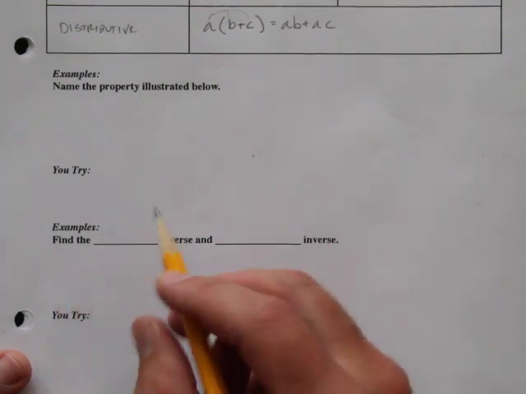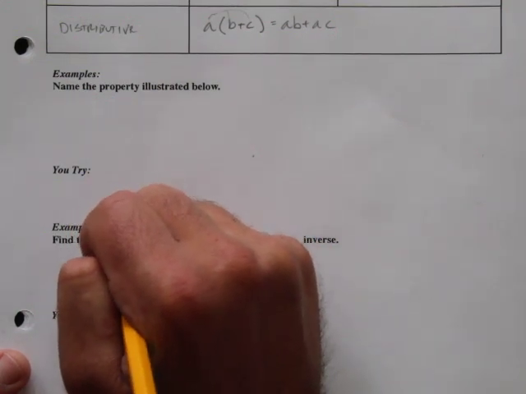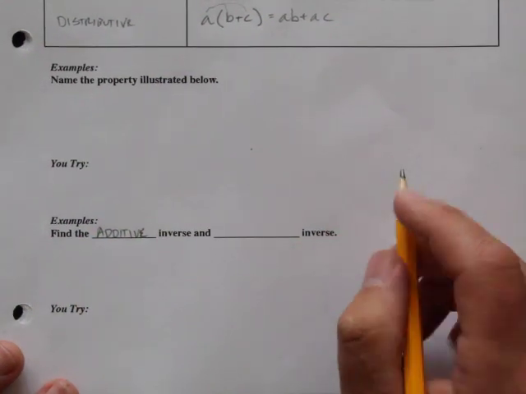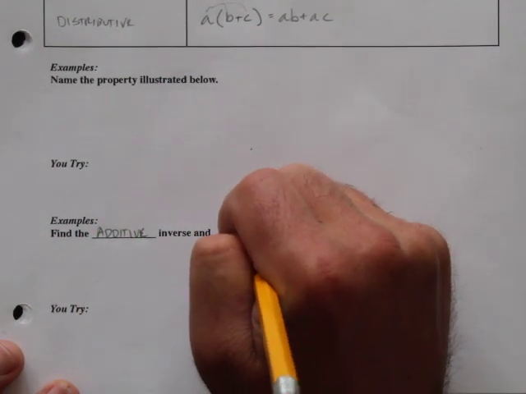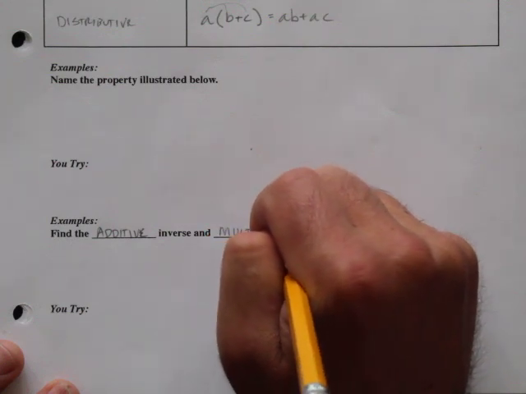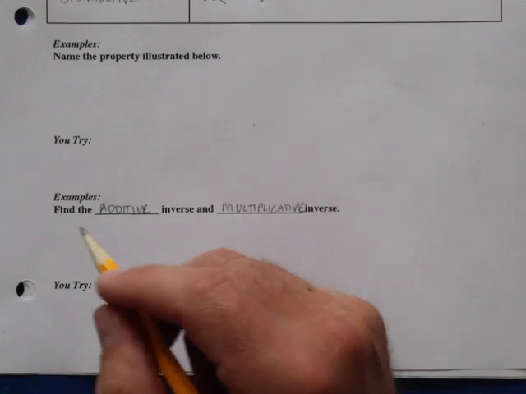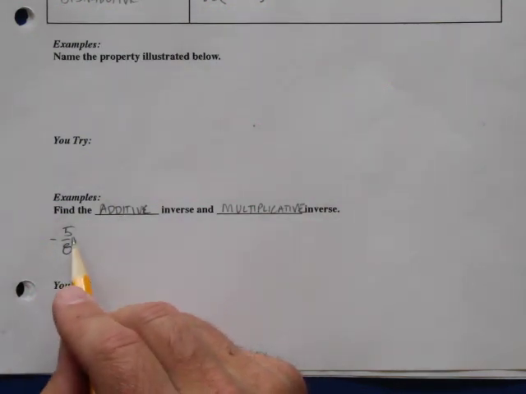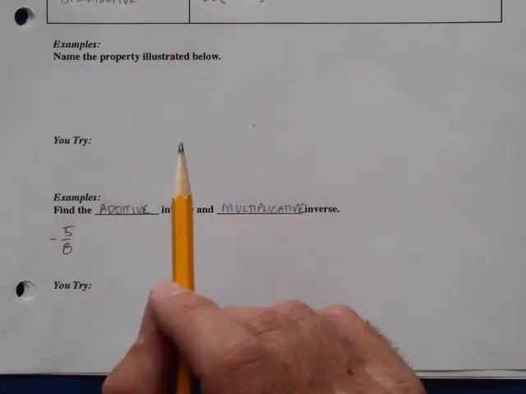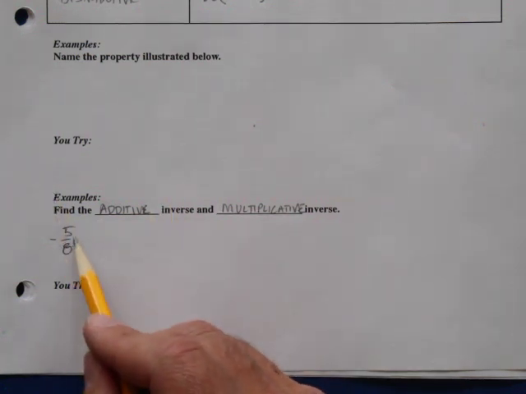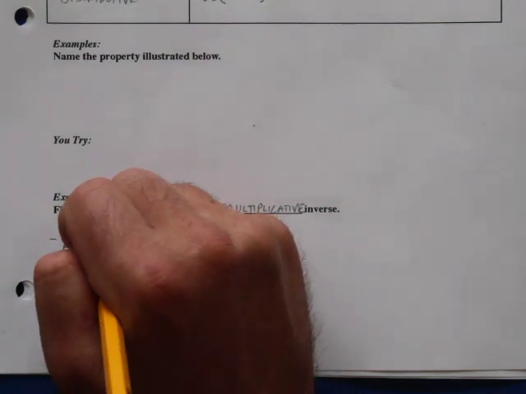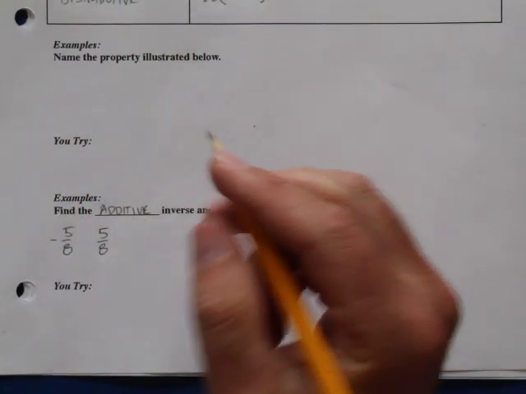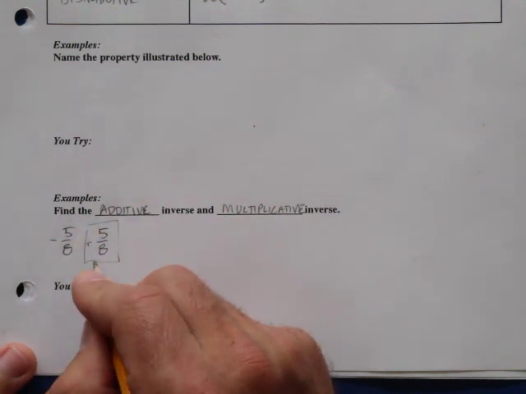So we're going to find the additive inverse and the multiplicative inverse. So I'm going to give you a negative 5/8. And here's what we're going to do. The additive inverse is when I want to get 0 as my answer when I add them together. So if I want to add something to this to get 0, then it would be positive 5/8. So I'm going to add that. So this would be my additive inverse.